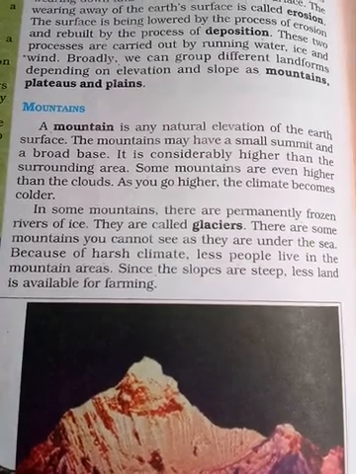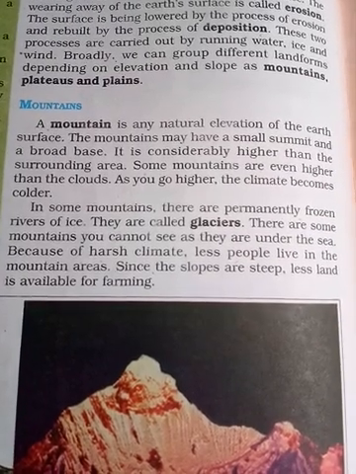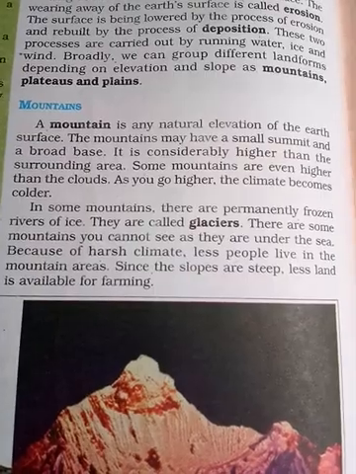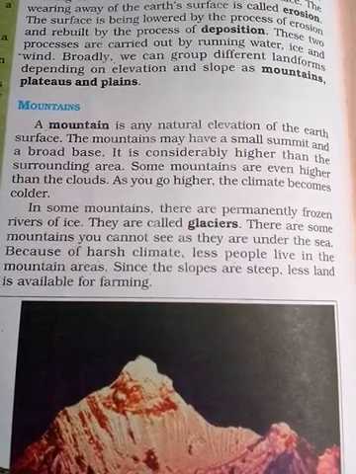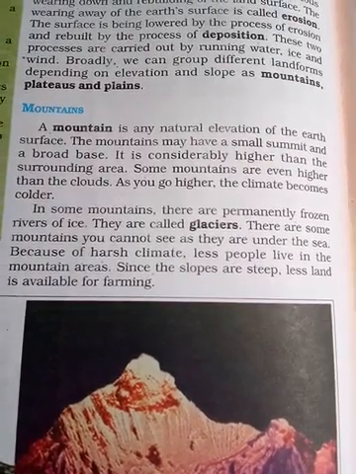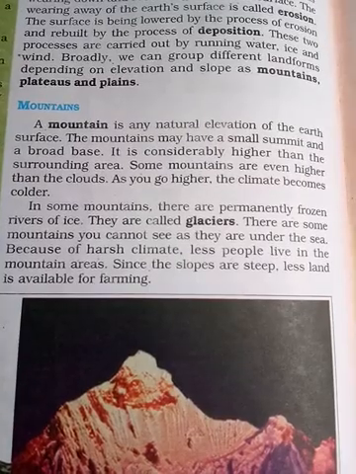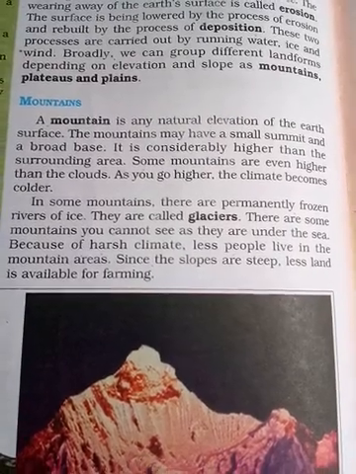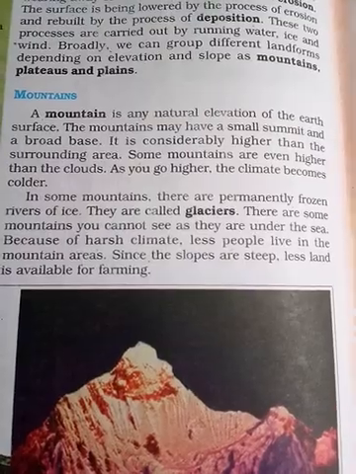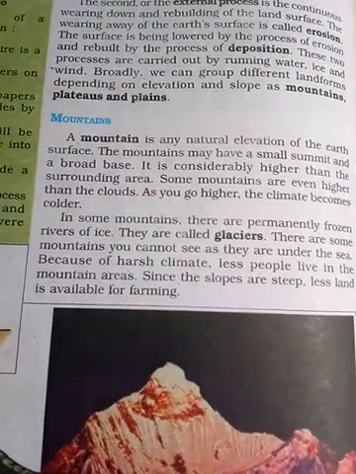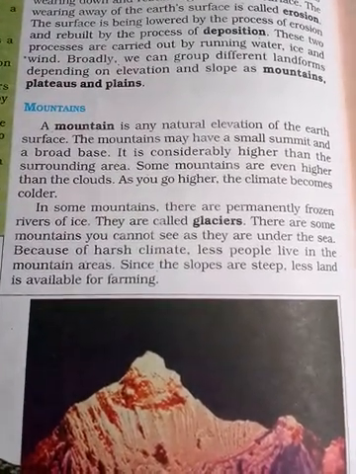So these rivers of ice are called what? Glacier. A frozen river of ice is called a glacier. There are some mountains you cannot see, as they are under the sea. Look here, some mountains we cannot see. Why? Because they are under the sea, or ocean.